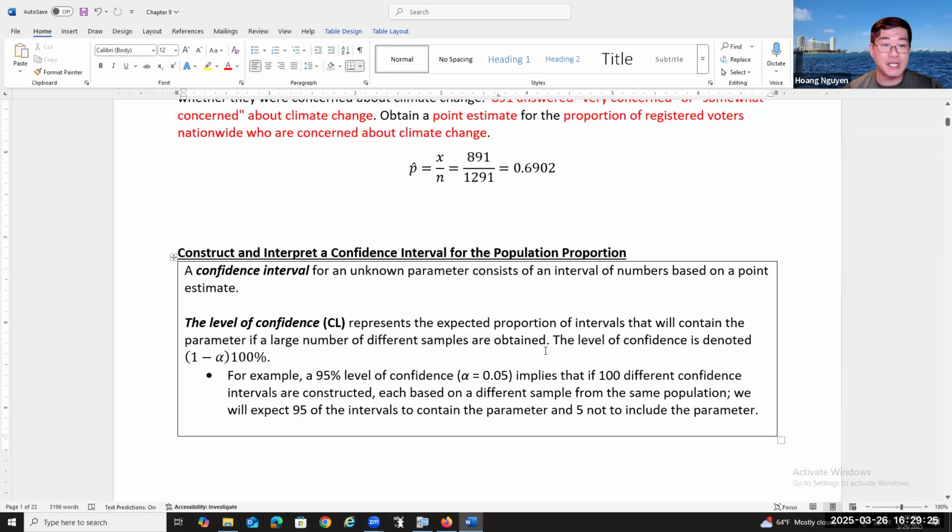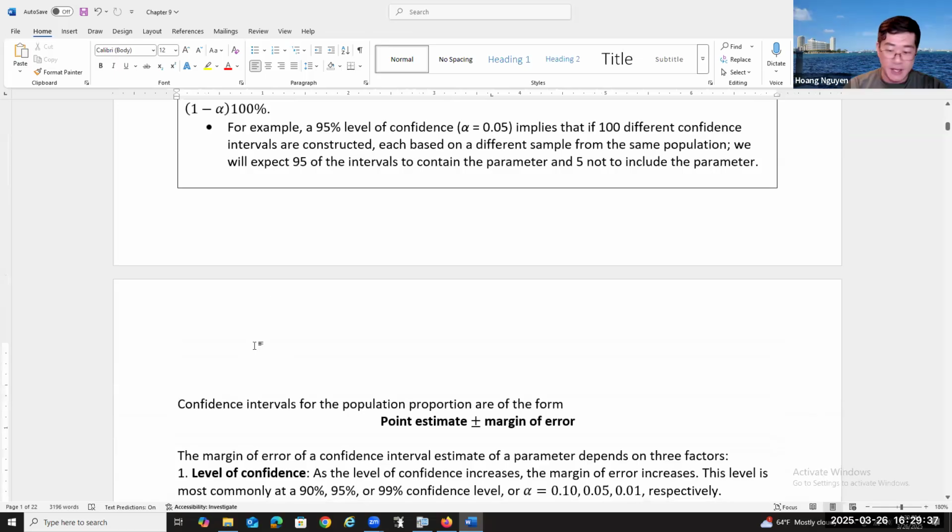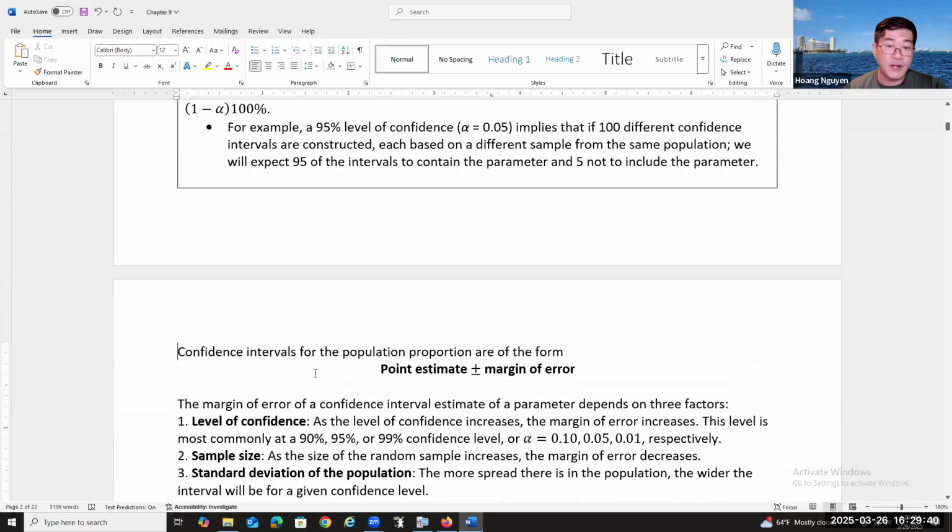Okay, so after we got the ideas of confidence intervals and levels of confidence, now we are ready to talk about the calculation. What's the idea that we might use to calculate the confidence intervals? Let's take a look at this one. The confidence interval for the population proportion is of the form: the point estimate plus or minus the margin of error.